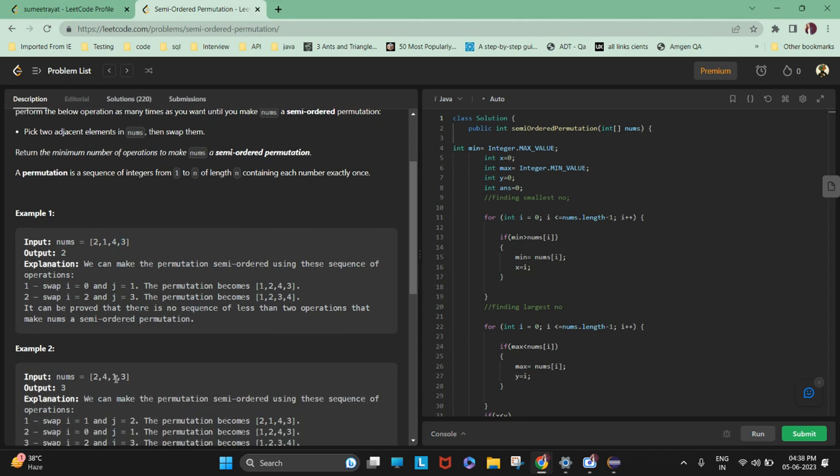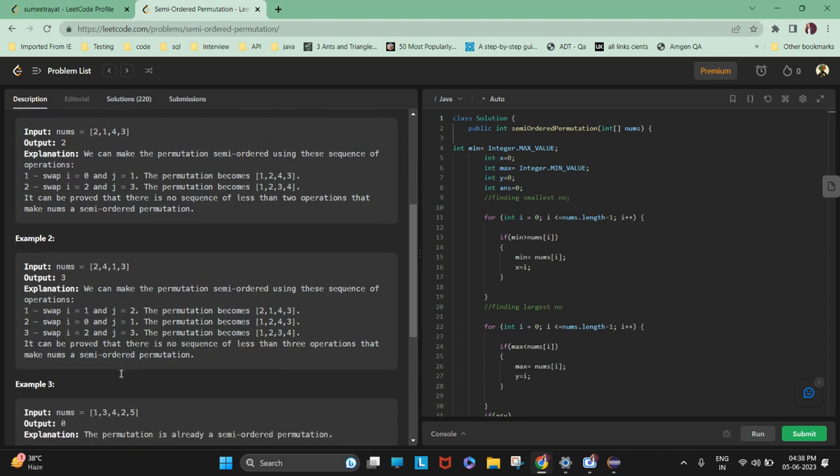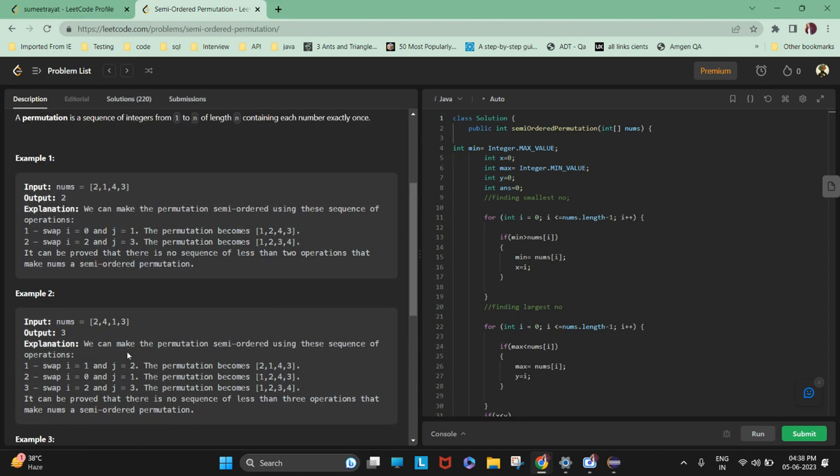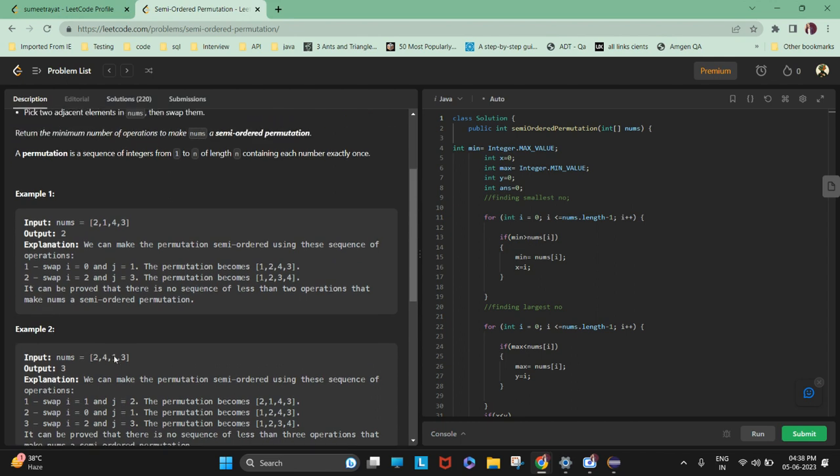So this will require two swaps here and one swap here, three swaps, because 1 will be swapped with 4 and then 1 will be swapped with 2, two swaps, then 4 will be swapped with 3, three swaps. This one is already a semi-ordered permutation because 1 is here and 5 is here. So instead of thinking of swapping the elements, there's one more trick here.